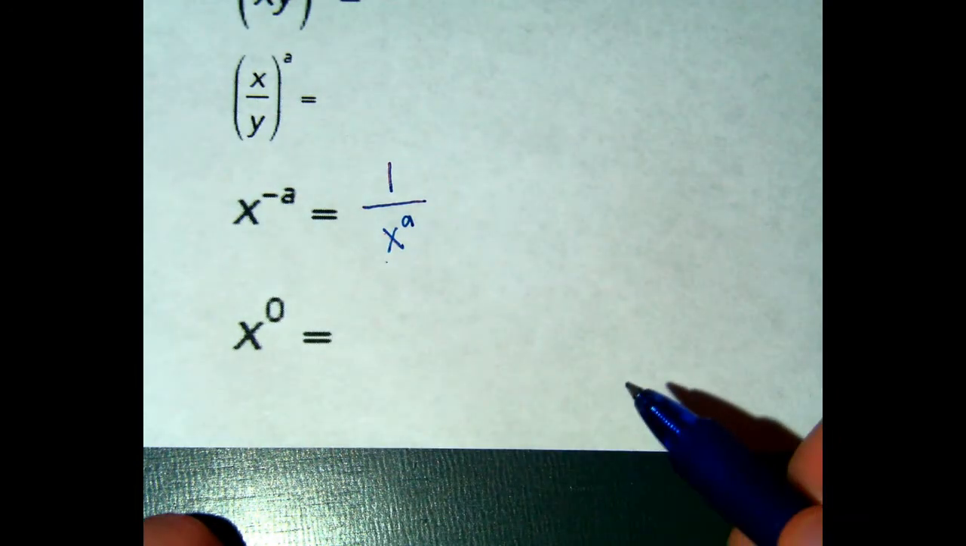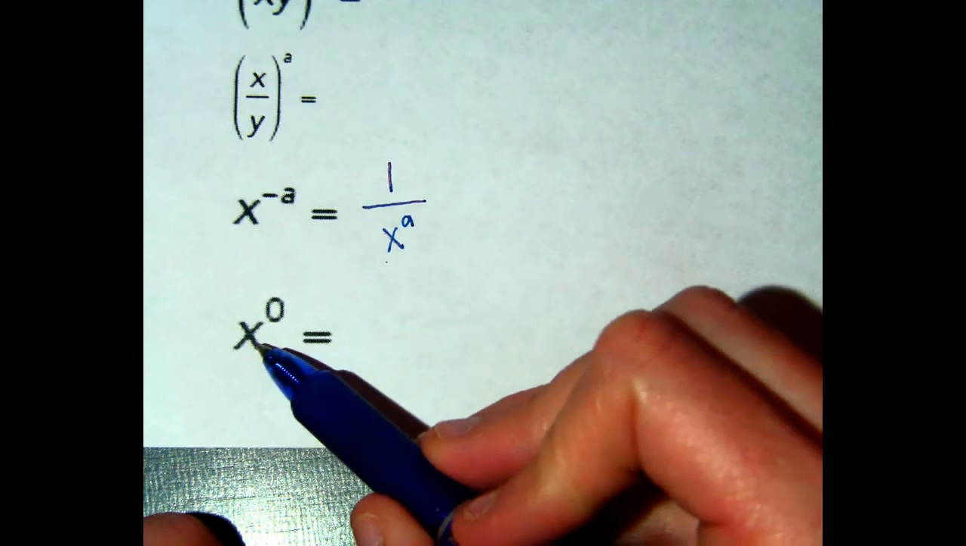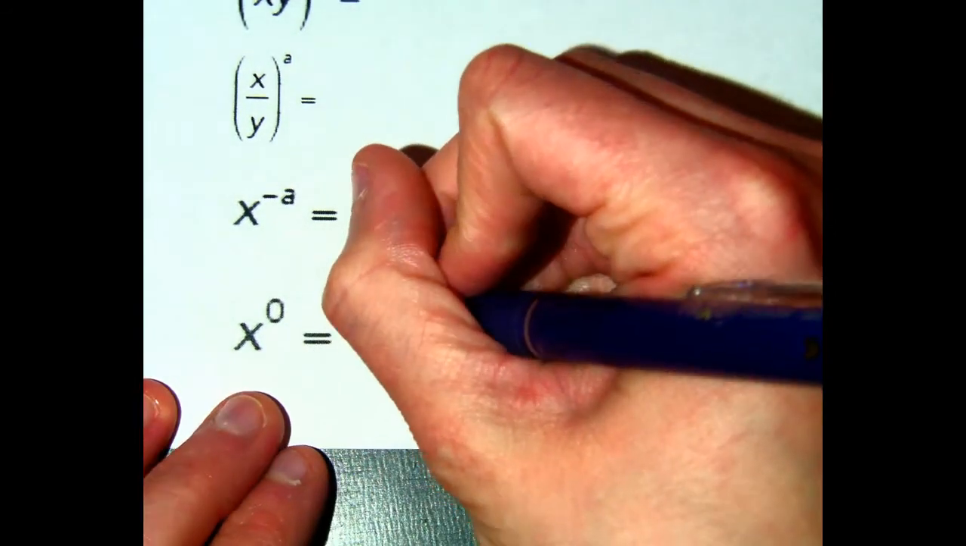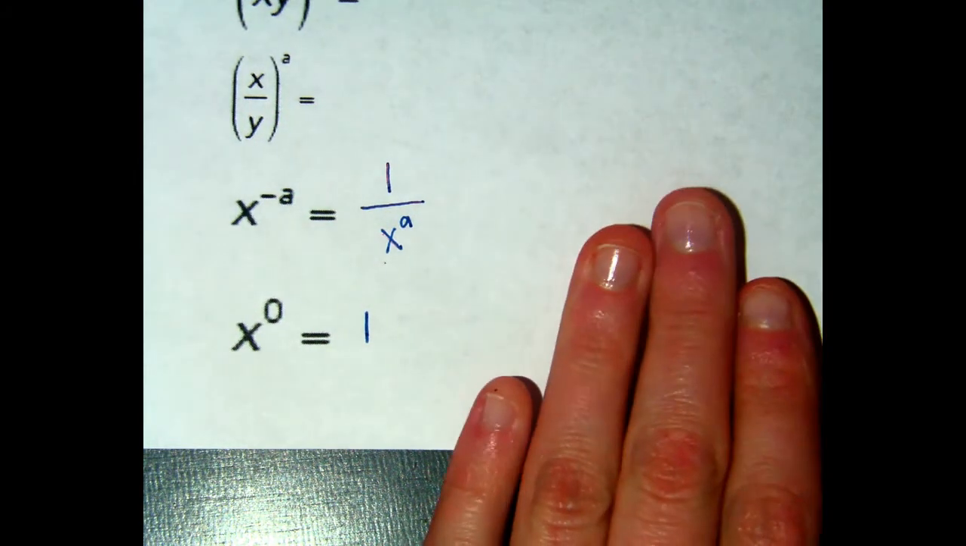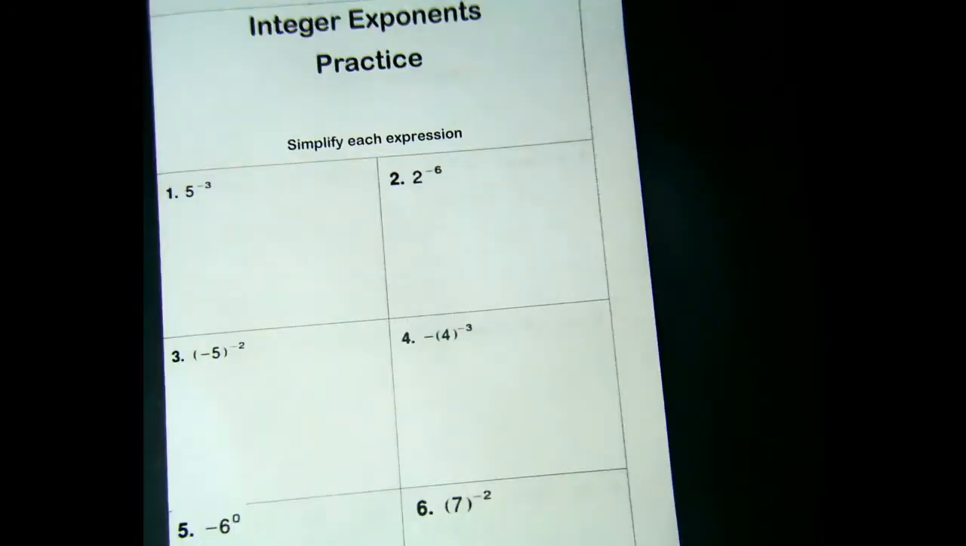The next one is 0 exponents. Anything raised to the 0 power is 1. These are the two rules we're going to focus on today. We're going to look at some examples with that on this next foldable. So this we will come back to throughout. Let's look at the next foldable, which is integer exponent practice.